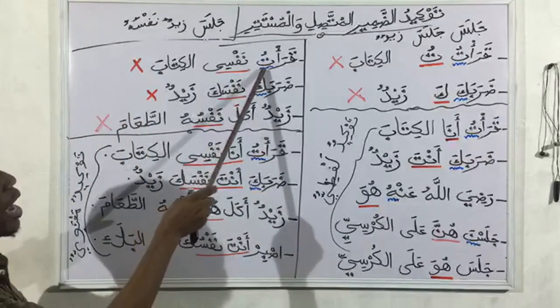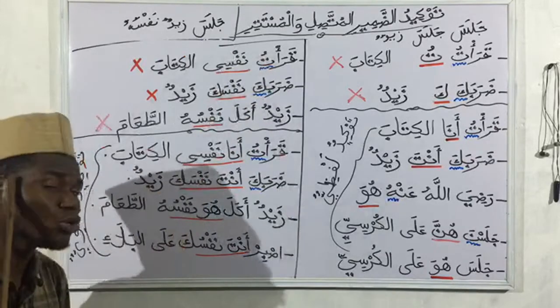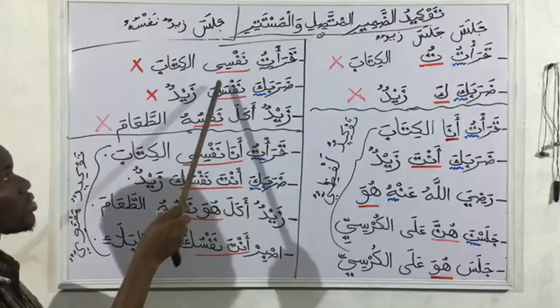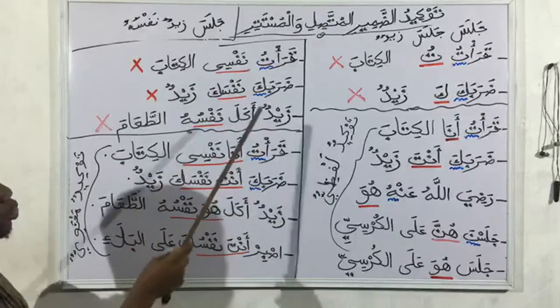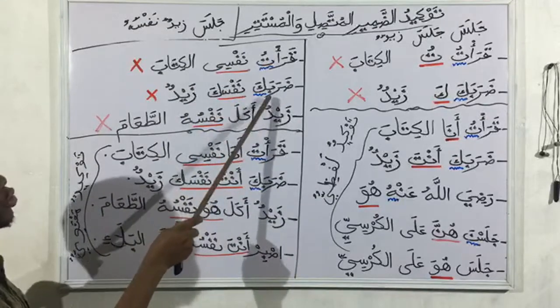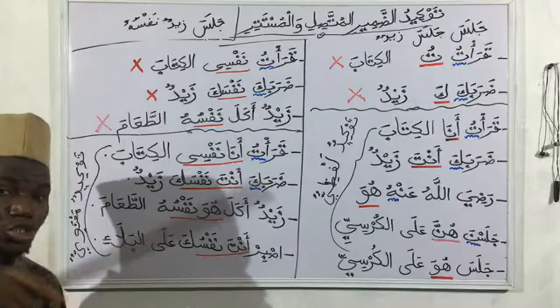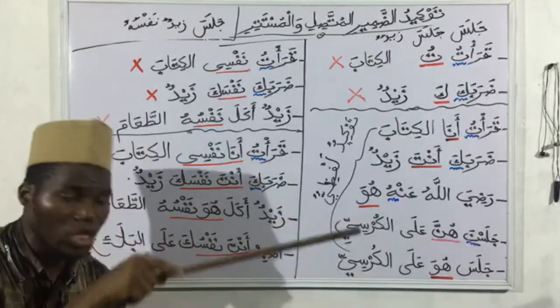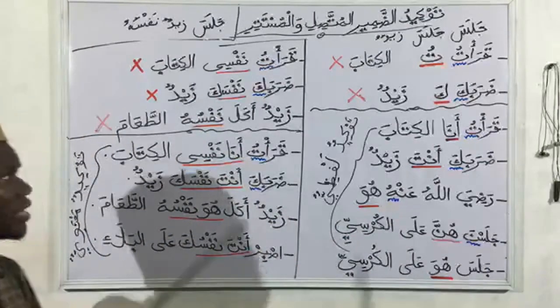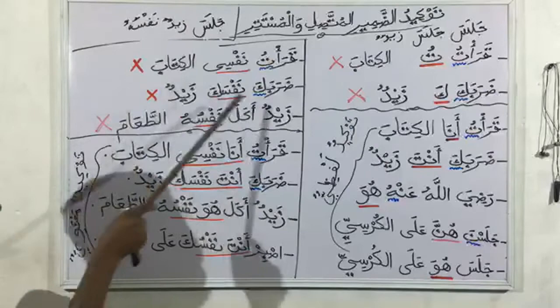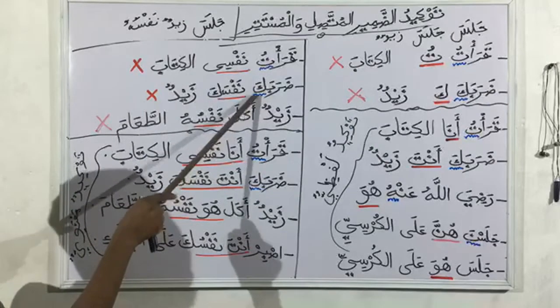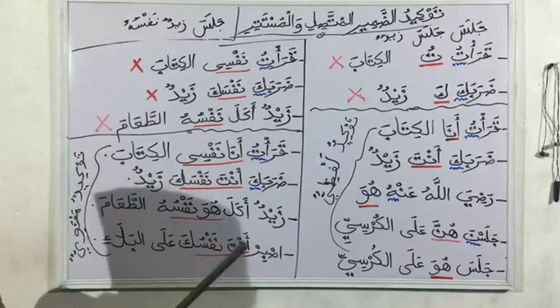If you want to do Taukid Al-Ma'nawi, emphasis on the meaning, you cannot write it directly like this. Why? We'll see now. Again, Daraba-ka Nafsaka Zaydun, Zayd beat you. You yourself are the one that Zayd beat. Again, you cannot write it like this for Damir Al-Muttasil. You cannot write it like that.